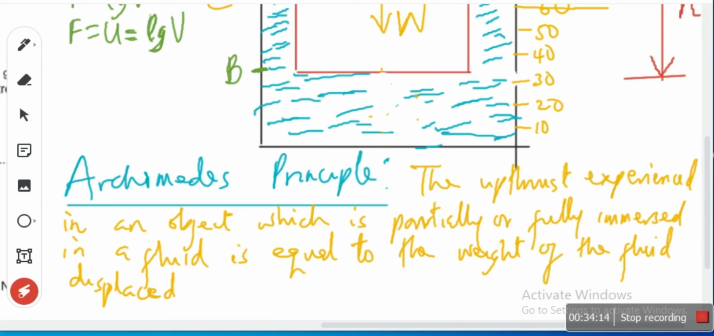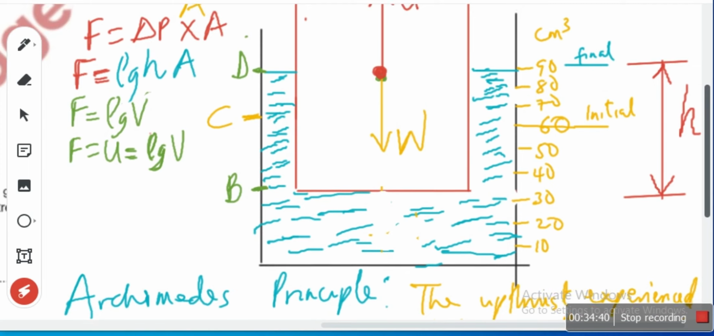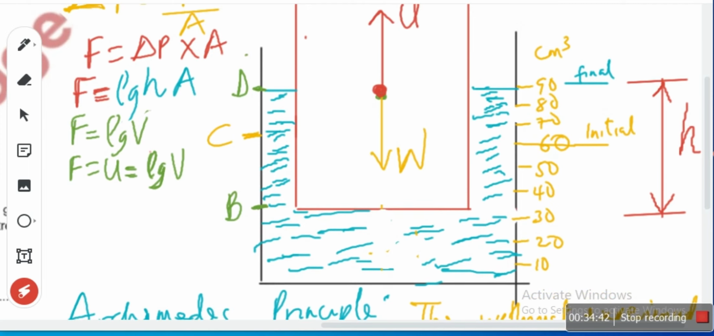Please read this. The up thrust experienced in an object which is, let me say that again. Archimedes principle. The up thrust experienced in an object which is partially or fully immersed in a fluid is equal to the weight of the fluid displaced. This is what I'm saying. Listen to me. Are you ready? Are you ready for that?